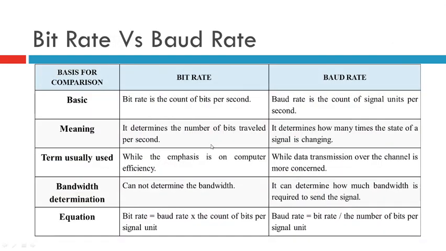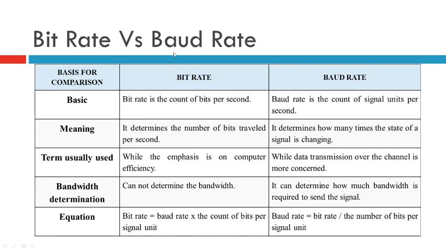Now let us compare bit rate and baud rate. Bit rate is the count of bits per second, while baud rate is the count of signals per second. Bit rate determines the number of bits traveled per second, while baud rate determines how many times the state of the signal is changing. The bit rate term is usually used where the emphasis is on computer efficiency, while baud rate is used where data transmission over the channel is more considered.